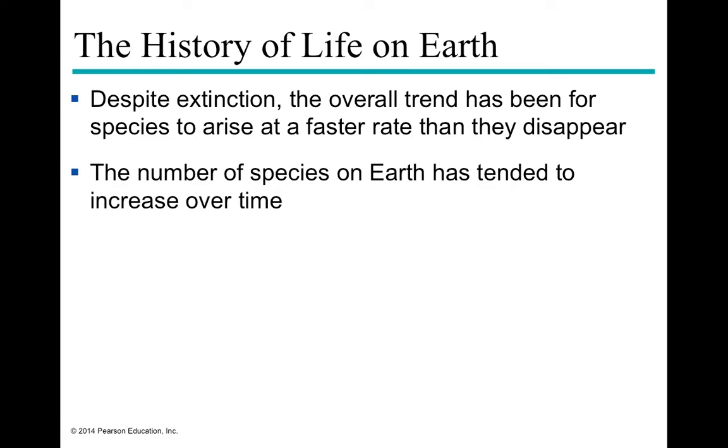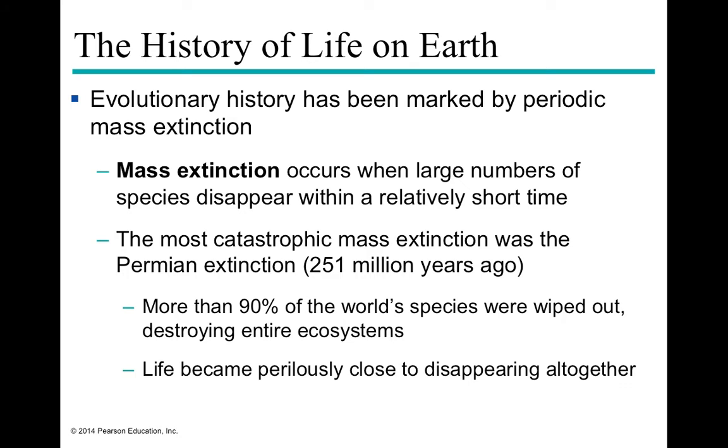Despite multiple extinction events, the overall trend has been that species arise at a faster rate than they disappear over the planetary lifespan. The number of species on Earth has tended to increase over time. However, we do have multiple eras where we have mass extinction events. A mass extinction occurs when a large amount of species disappear in a relatively small time frame.